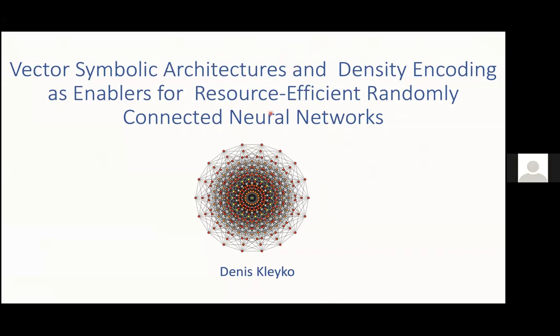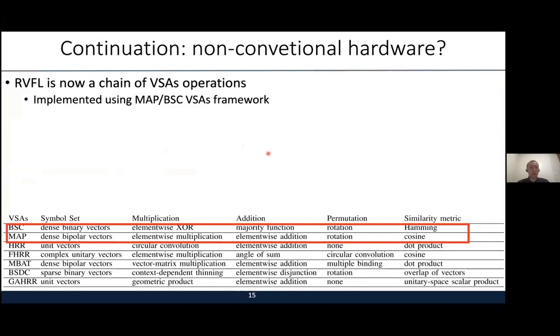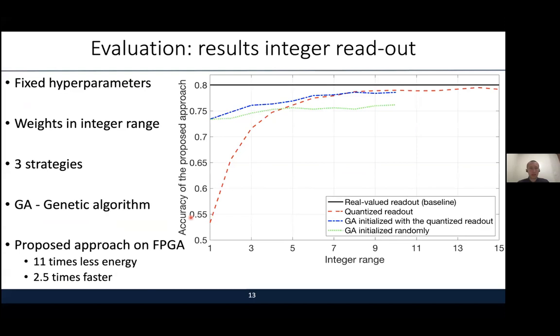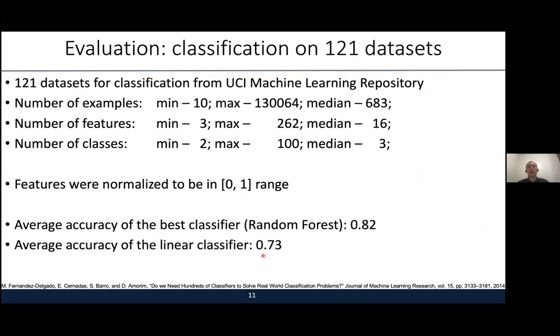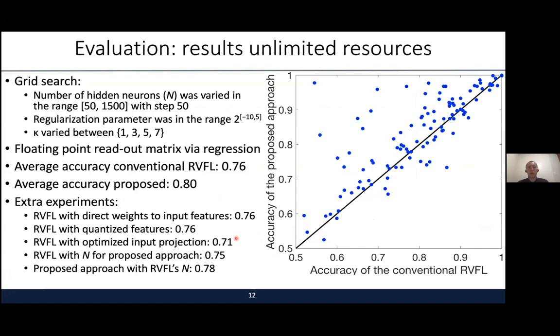Okay. So the first question is from Ross. Was there a comparison of network performance versus linear regression from the inputs? Yeah, exactly. This is a result here. By the linear classifier, I meant the linear regression from the input. So the average was 0.73, which means that RVFL improves over this result, and the proposed approach also improves over this result.